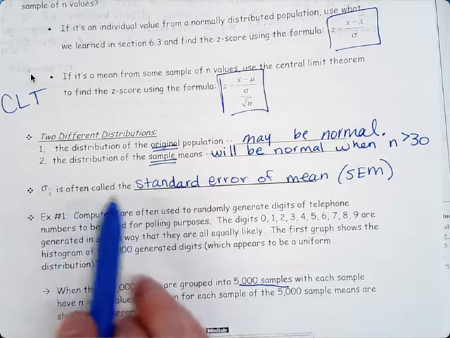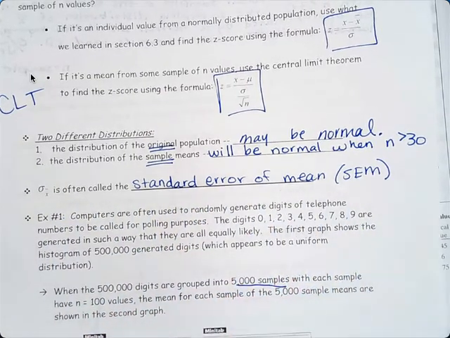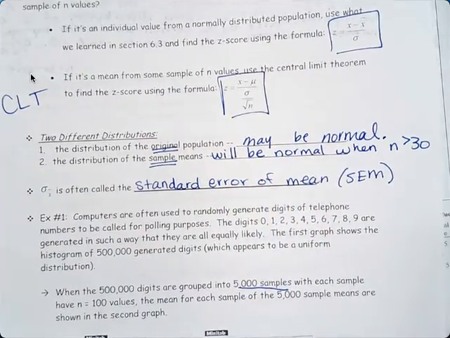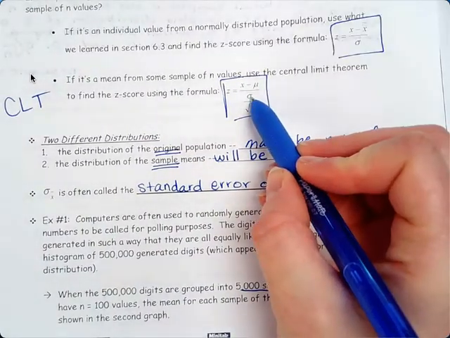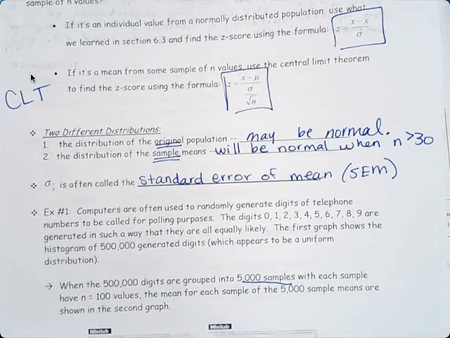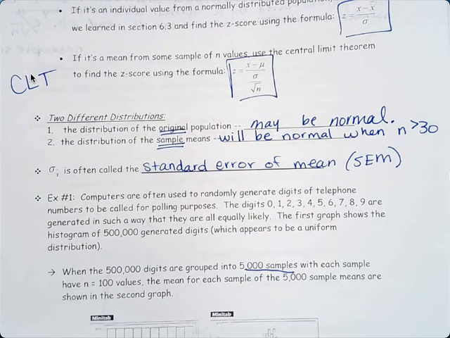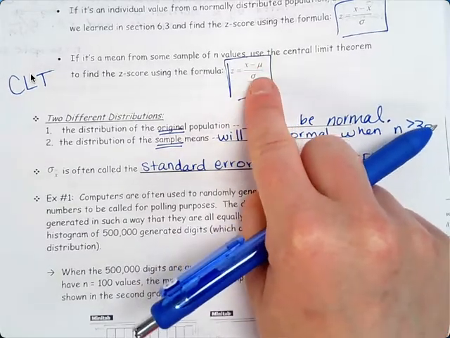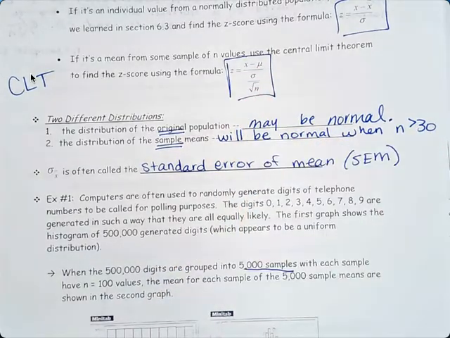Sigma x bar is often called the standard error of the mean, and we can abbreviate it with SEM. And it's actually called sigma. I was saying that wrong. So this is the sigma. The z-score is x bar minus mu over sigma over the square root of n.